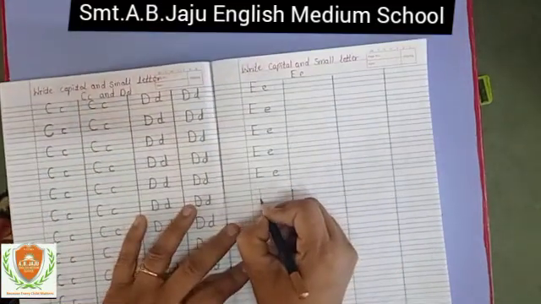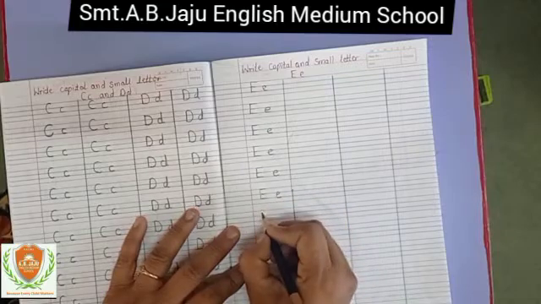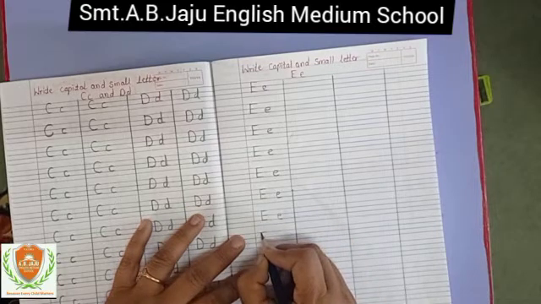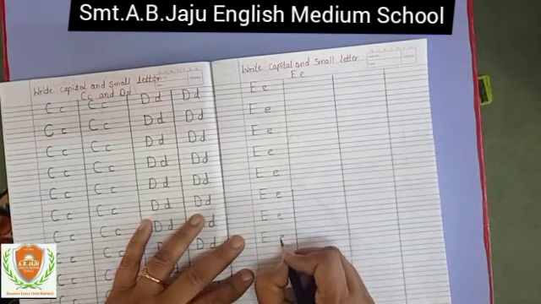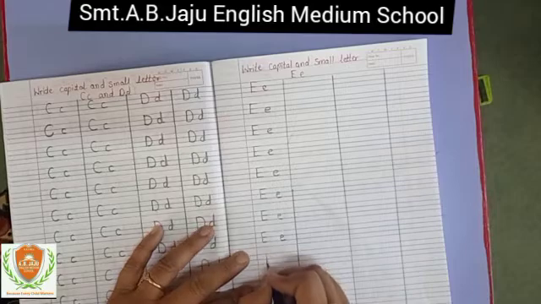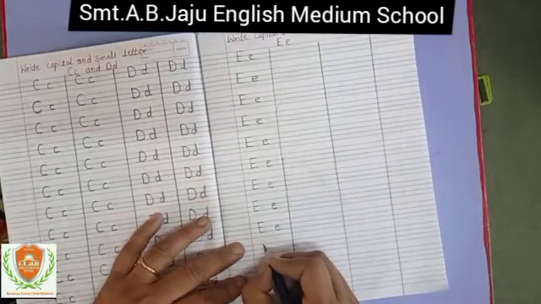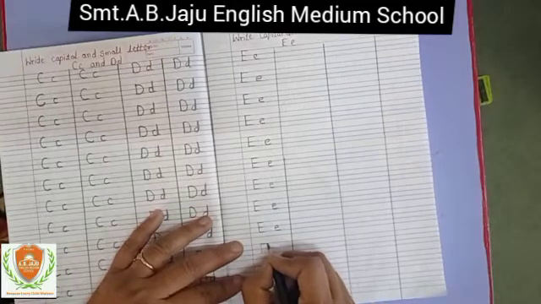The sound of E is A. The sound of E is A. E a elephant, E a engine, E a eagle. Okay. So this is capital E and this is small e. Okay. How will you write small and capital E?